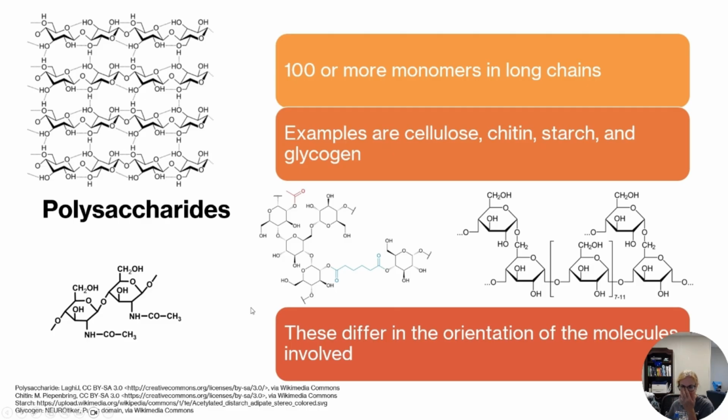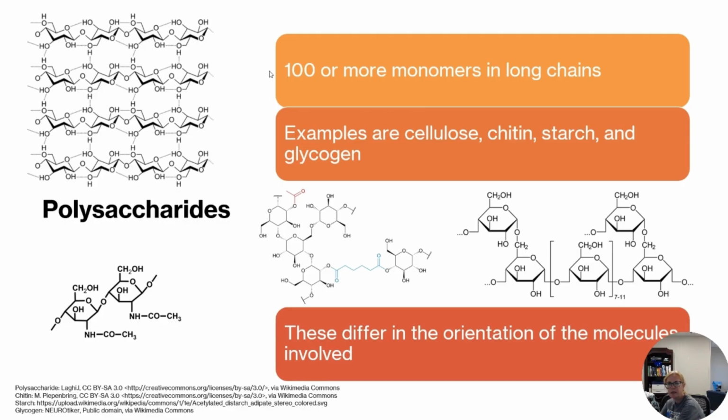We also have polysaccharides. A polysaccharide is another type of complex carbohydrate, but it consists of 100 or more monomers in a very long chain. So examples of this would be cellulose, chitin, starch, and glycogen. And what's different, they all still are hydrocarbons. They still contain these carbon rings. They still have a lot of hydroxides, as you can see. They may have a CH2OH group attached to them, or some other nitrogenous groups attached to them.